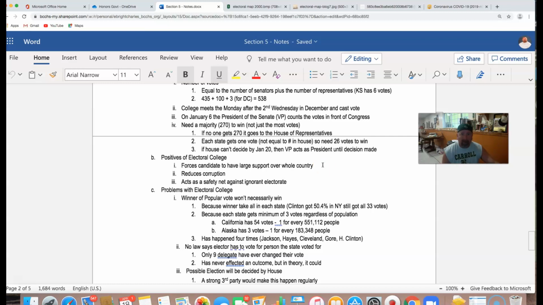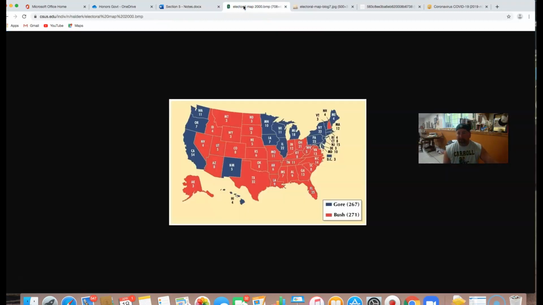Okay, so I've got some maps pulled up. I've got 2000, 2008, and 2016. We'll start with 2000. This is 2000, and so you can see here, Bush. This is one of the closest ones, and I talked about how it kind of came down to Florida, in Broward County, where they're having trouble with the chads, the hanging chads, the dimpled chads, and all that. But if you look at this map, Bush wins.